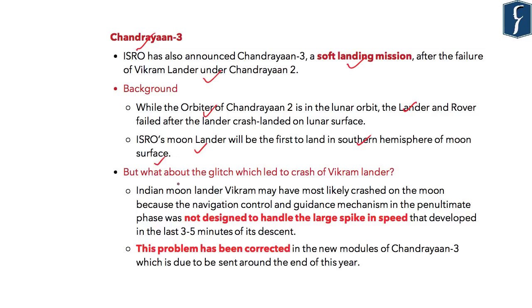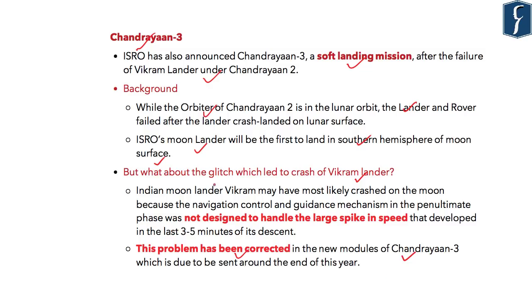Dr. K. Sivan elaborated upon the reasons which led to the crash of the Vikram lander and also stated that ISRO has corrected this problem for effective landing of Chandrayaan 3. Now, what was the reason behind the crash of the Vikram lander?